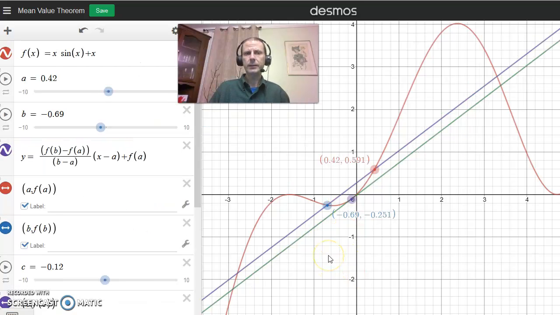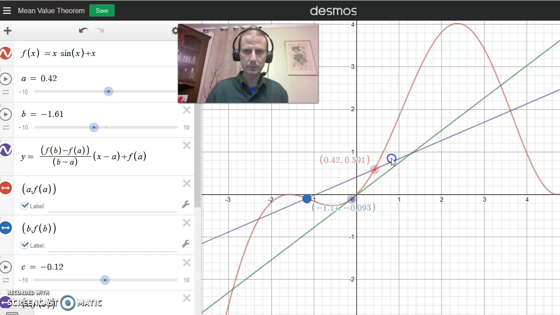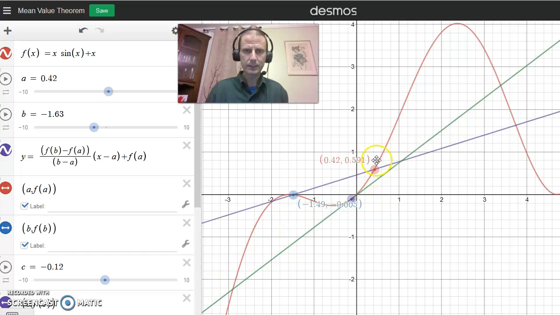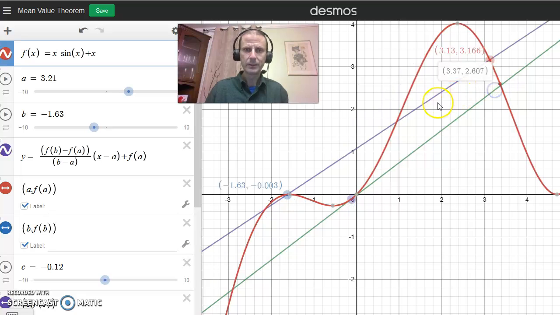And finally, I thought it would be fun to make a Desmos app which allows you to check how the mean value theorem works for any function you like. Right now, I have the function f of x equals x times sine x plus x. Then I can take any two points and drag them around, or at least I'm supposed to be able to, but things are being a bit slow. It automatically makes the secant line between those two points. There we go. So right now we've got the secant line from over here to over here.